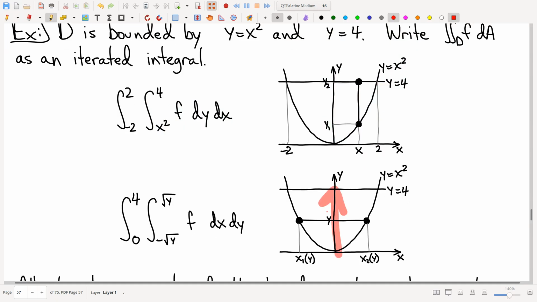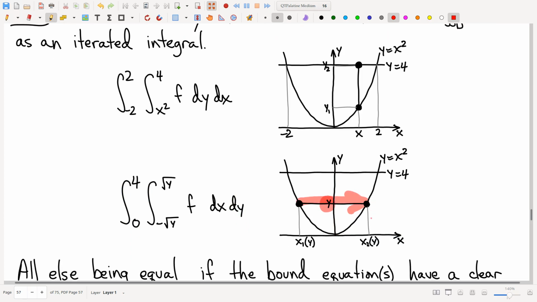Y, pretty clearly, goes from 0 to 4. Then we fix a value of y. Our y slice goes like this. I need to know the corresponding values of x. Those x bounds come from these points, which, oh, hey, check this out. They're both only on that one curve. In that, I'm going to need to solve for x.